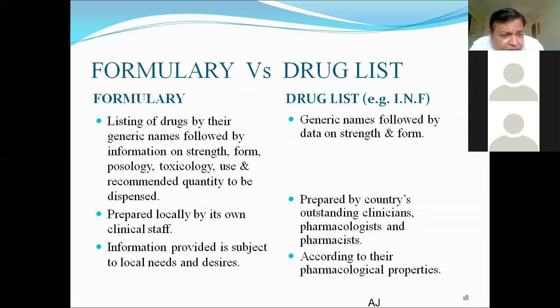Now, in a formulary, the information provided is subject to local needs and desires. That is, a particular formulary belongs to a particular hospital. Just like in Hamidia, some formulary they are using; Kasturba Hospital, some other formulary; JP Hospital, they are using another. But the majority of drugs are the same, and some they include or exclude as per the specialty of that particular hospital. Similarly, a drug list we prepare according to pharmacological properties.